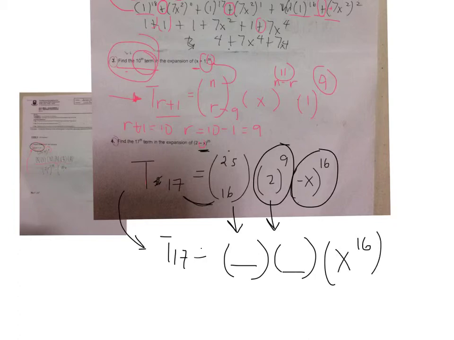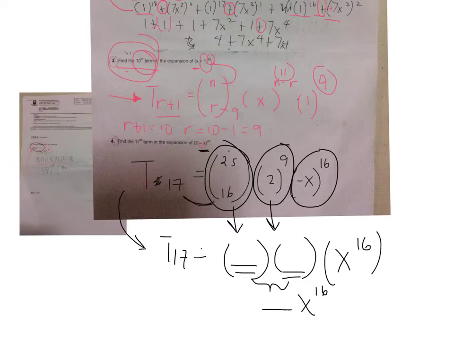So I want you to find these two numbers. So this is combination 25, 16 and 2 raised to 9. After that, you just have to multiply the numbers and add x to the 16. Okay, but I want you to work also on this. I don't want to give you all the details so that you can also take part in learning from your mistakes.